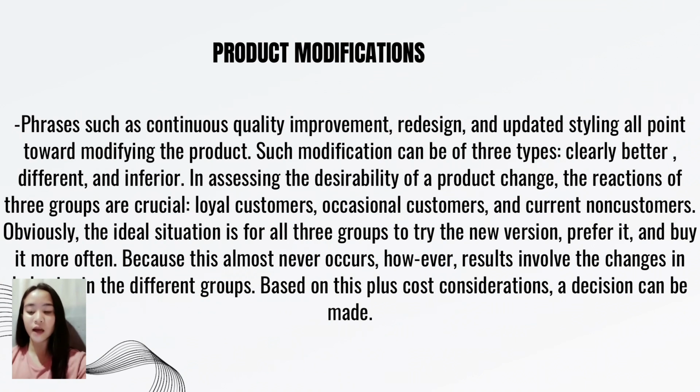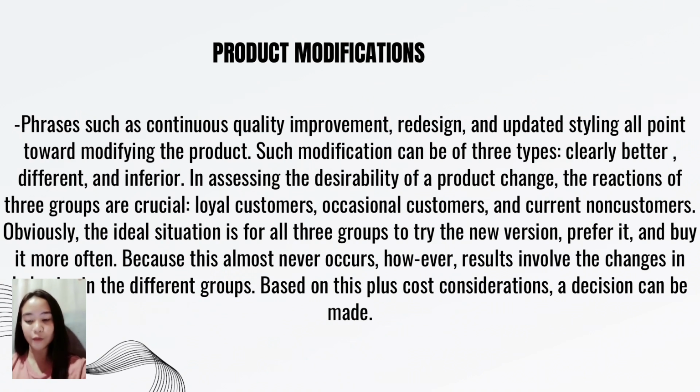So, in assessing the desirability of a product change, the reactions of three groups are crucial. First is loyal customers, occasional customers, and current non-customers. Obviously, the ideal situation is for all three groups to try the newer version, prefer it, and buy it more often. Because this almost never occurs, however, results involve changes in behavior in the different groups.